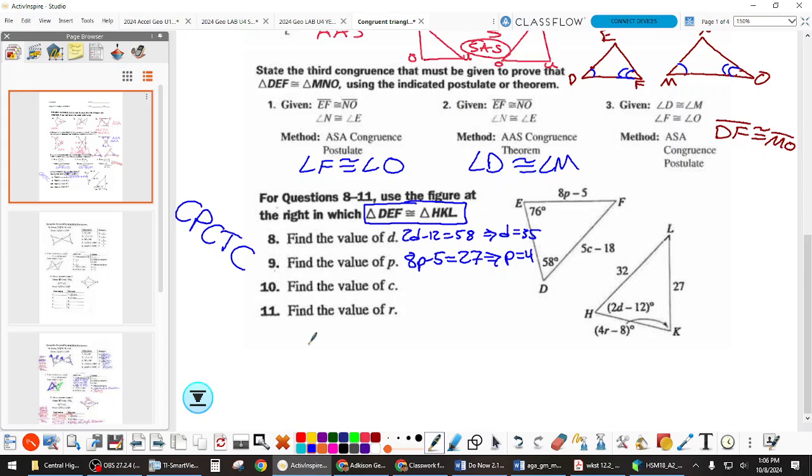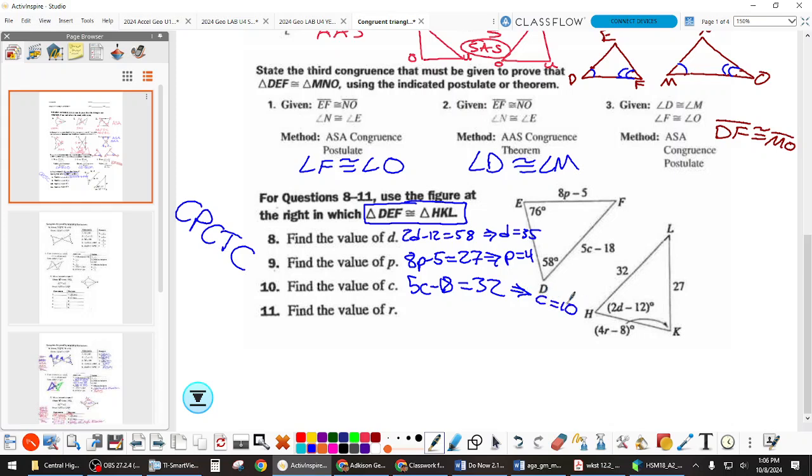How are you doing on matching up your corresponding parts? Is that going okay? Good. C is part of DF, so that's first and last, which means it matches up with HL, that's first and last. So 5C minus 18 equals 32. So C is 10.